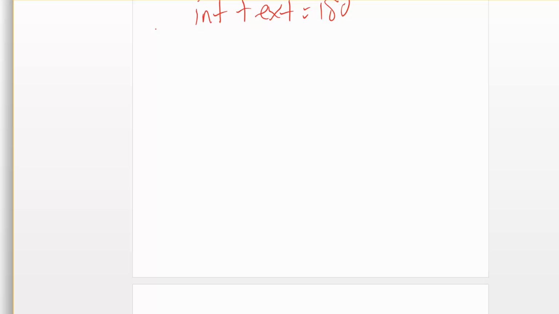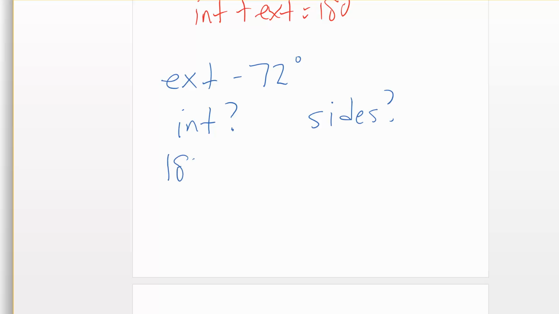Let's say the measure of an exterior angle is 72 degrees. That's an exterior angle. What is the measure of an interior angle? That'll be the first thing we're going to answer. And how many sides does it have? That'll be the second thing we'll answer. Well, if an interior angle and an exterior angle always add to 180, to find an interior angle, we're going to take 180 minus 72, or we get 108 degrees for the measure of an interior angle.